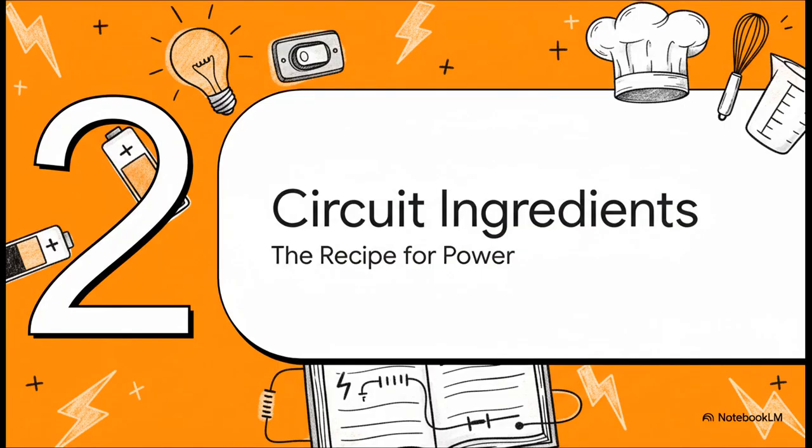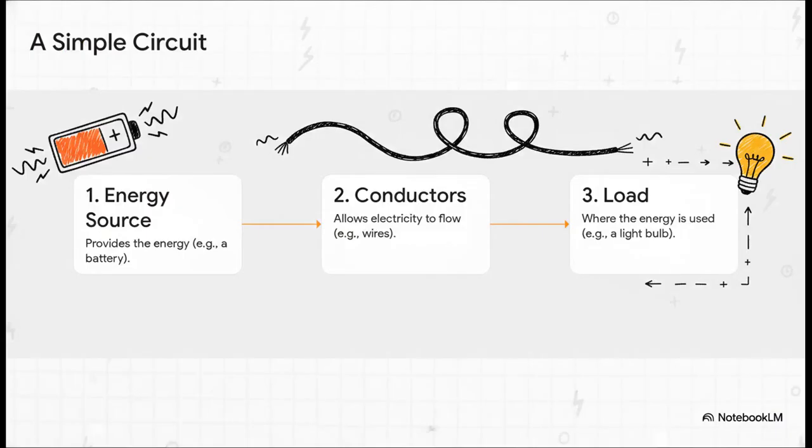So if the electric current is a river, how do we build the riverbed for it to flow in? Well, you can think of a simple circuit kind of like a recipe with just 3 essential ingredients. Every single working circuit, whether it's in a tiny flashlight or a massive supercomputer, is built from these 3 basic parts. You need a source to give it a push, conductors to make the path, and a load to actually do something with it. Let's break each one down.